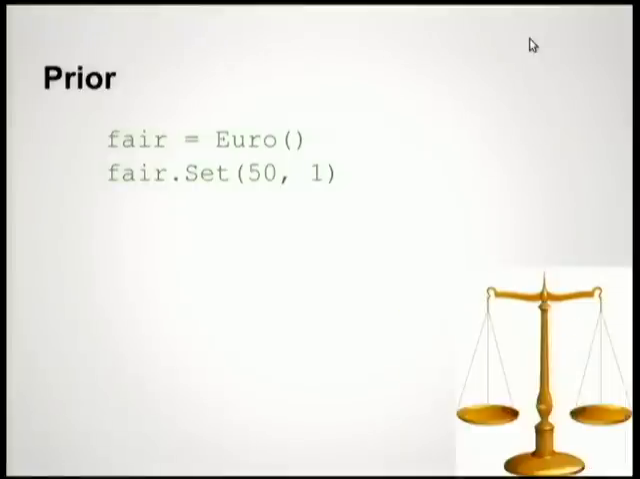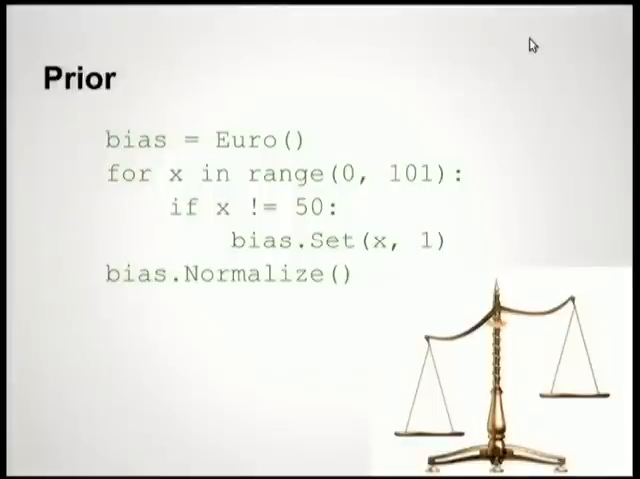Here's what this looks like in code. So for the fair hypothesis, I'm going to create a suite, and I'm just going to put one value in it that has probability 1. This is a trivial PMF. It's just a deterministic number, 50% with probability 1. Here's what bias looks like. I'm going to loop from 0 to 100. I'm going to put every value into the distribution except 50, and then normalize.